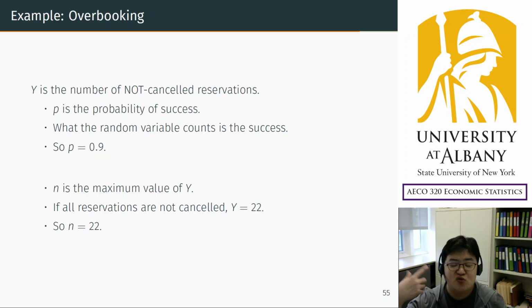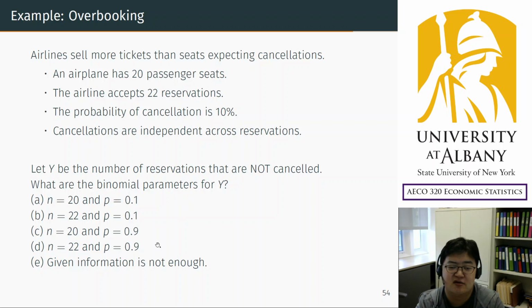You are doing 22 trials, or you can think of it this way: one reservation is one binary experiment. You are checking if the reservation is canceled or not, and there are 22 reservations. The reason you may be confused is that I said there are 20 seats, but that's just unnecessary, redundant information here. It does not affect the number of cancellations, right?